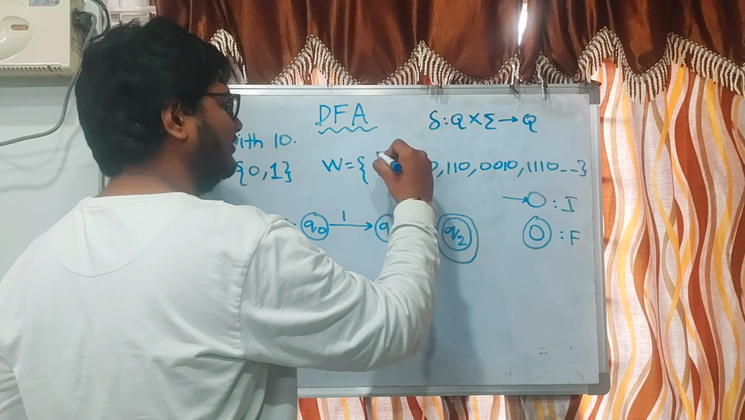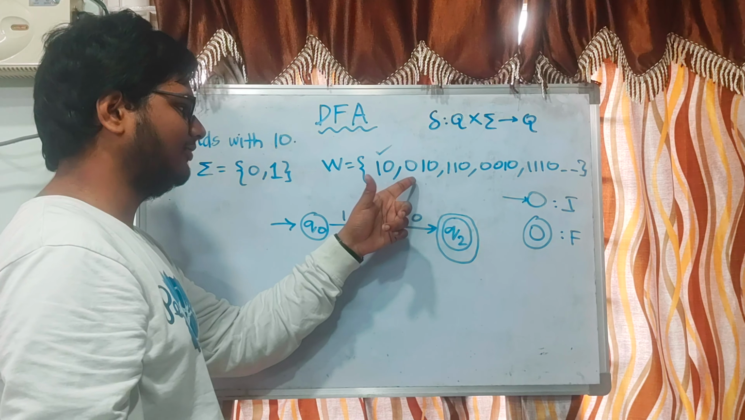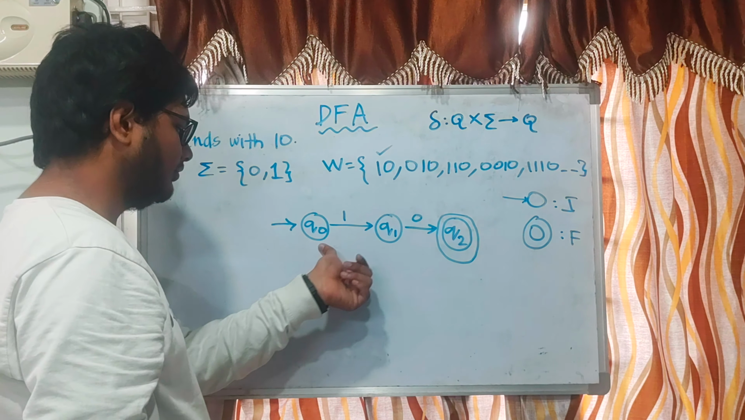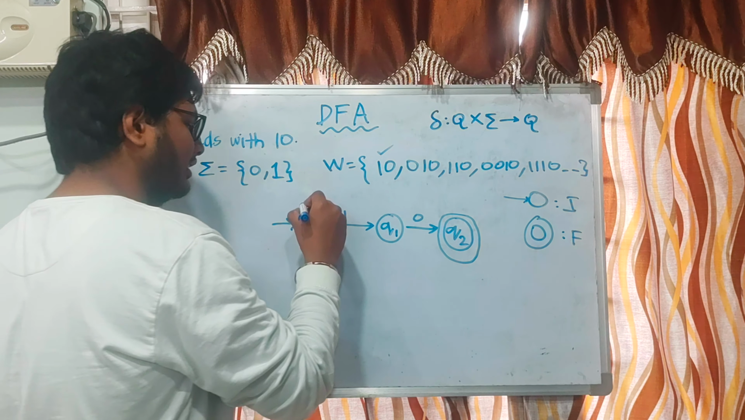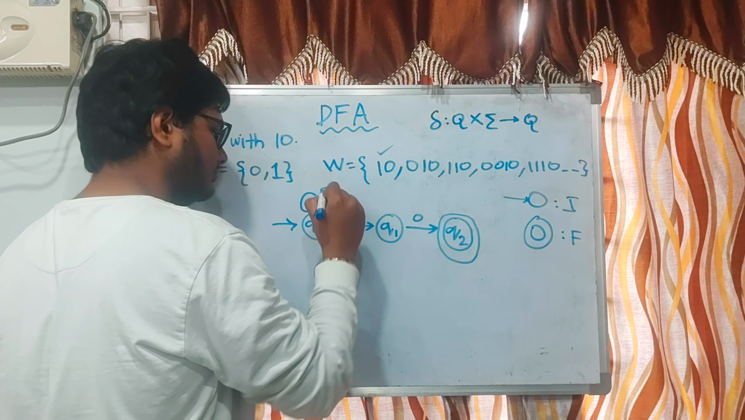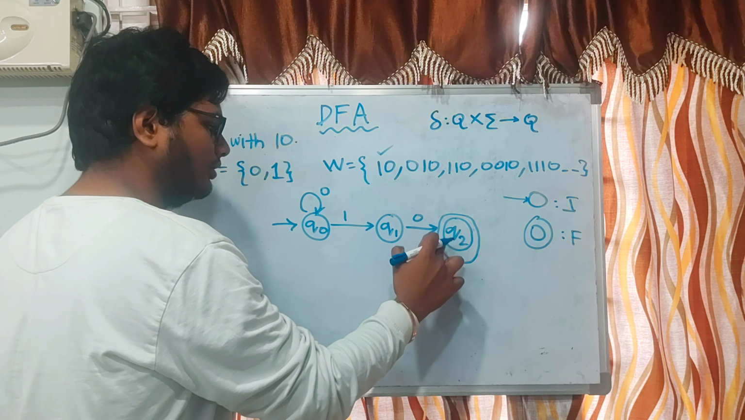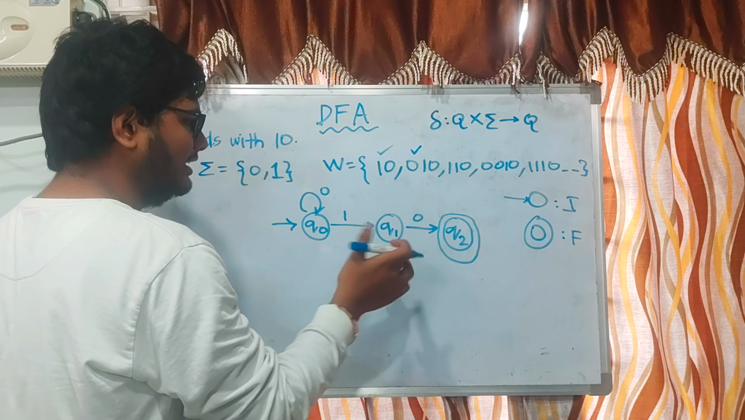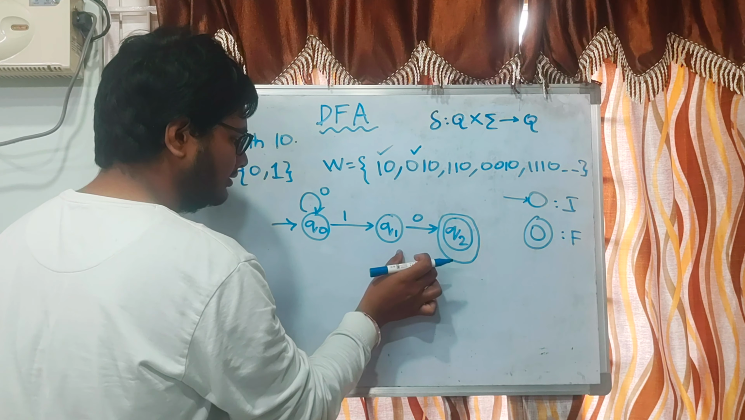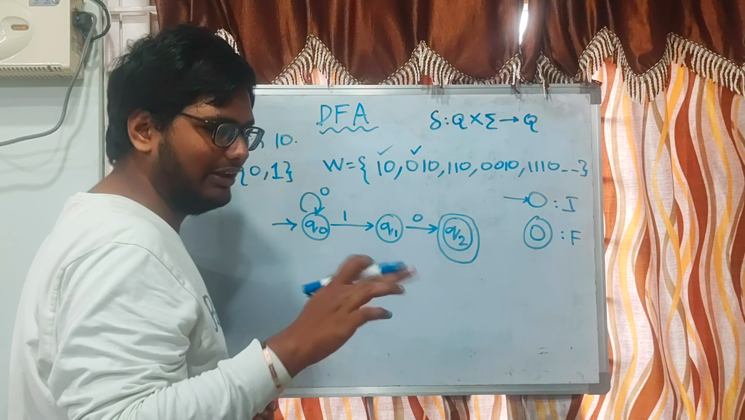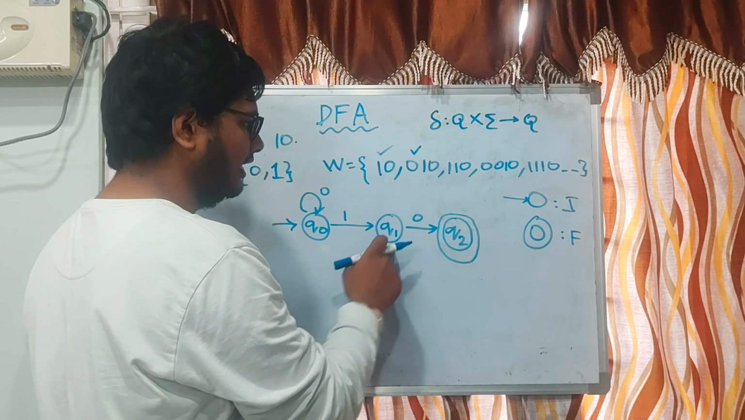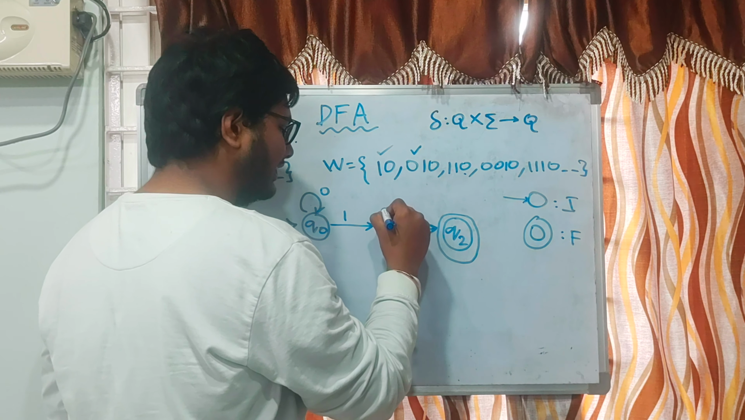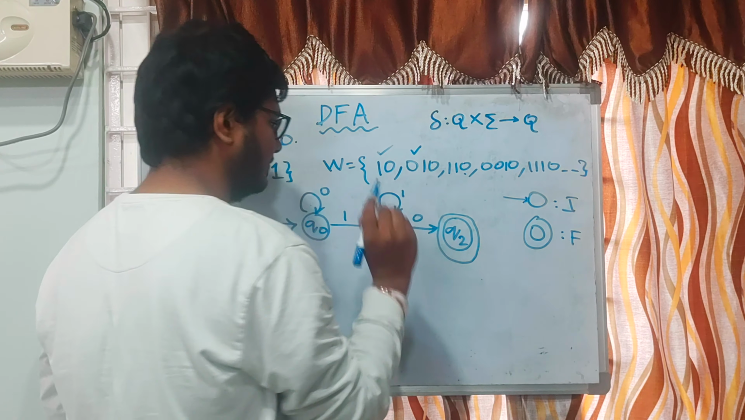Next, we are done with 10. Now let us do the same for 010, and it should reach the final state. On 010, if we give a loop here, 010, it is reaching the final state, right? So this is also done. Now here 110: Q1 on 1, we don't have any transition, we have to add a transition here, and on the next we'll get 0, it will go to the final state. We can simply add 1 here.